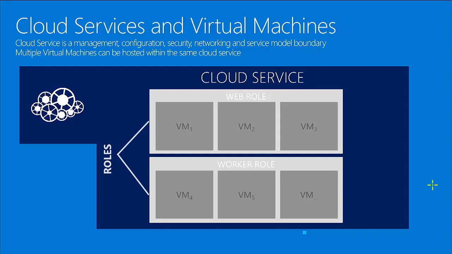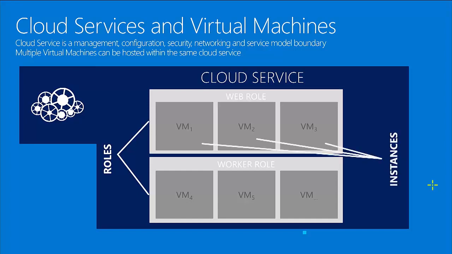But the idea with cloud services is that we have roles, and within the roles, we have virtual machines. So in a cloud service, we might have a web role and a worker role. We might have 2 web roles and a worker role. And each of these will have X amount of instances. The web role could have 3 instances, and that's just 3 virtual machines. They're managed by the cloud service. The worker role could have 2 VMs or 3 VMs.